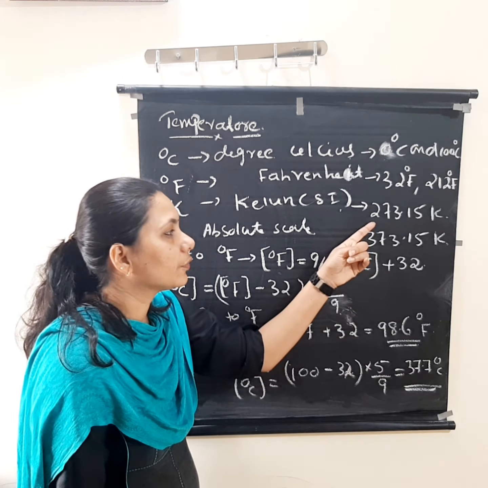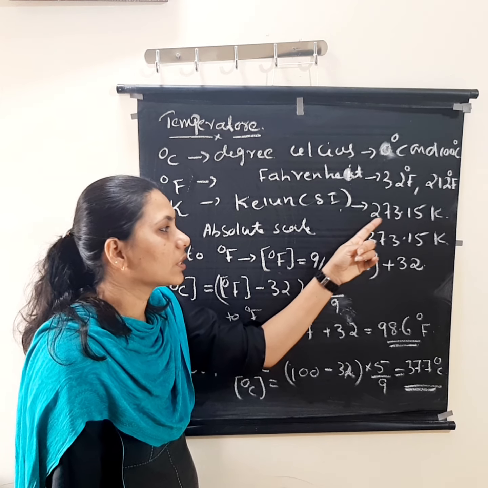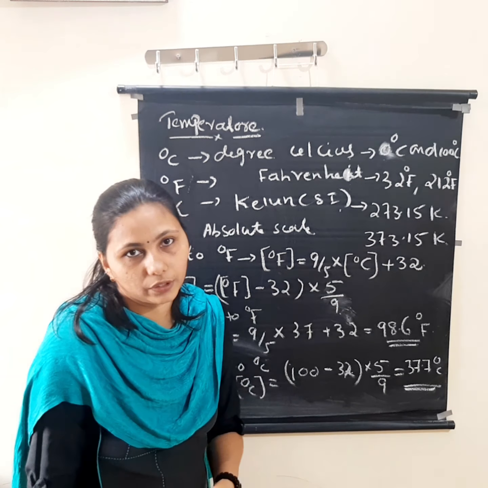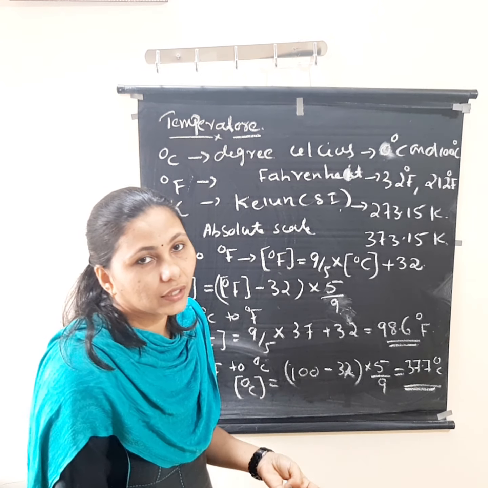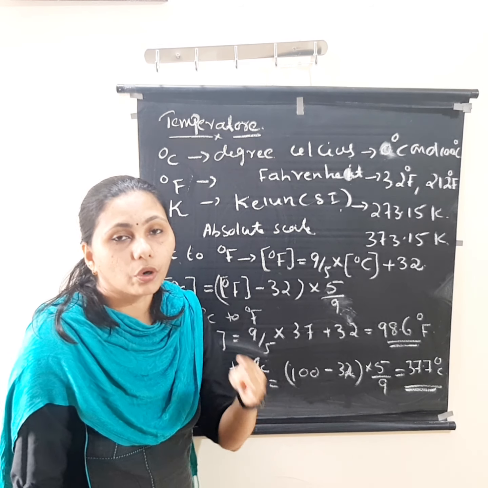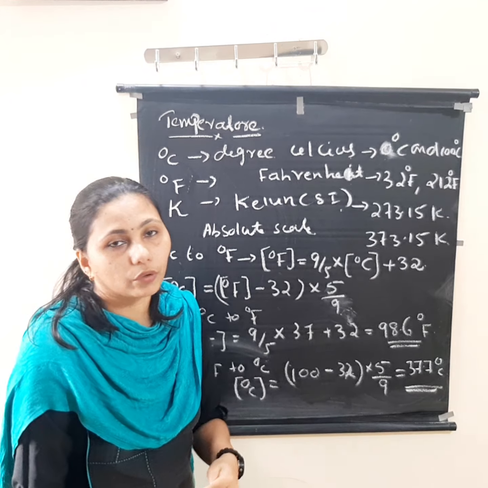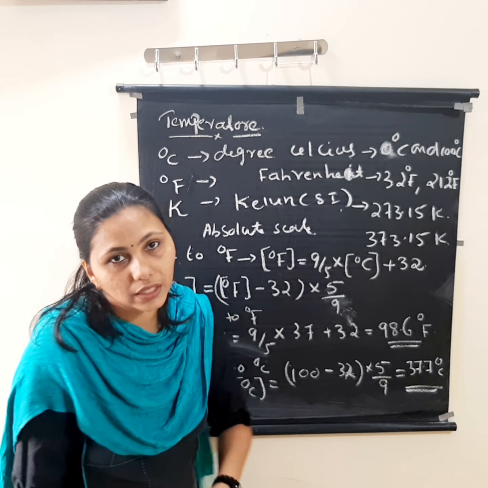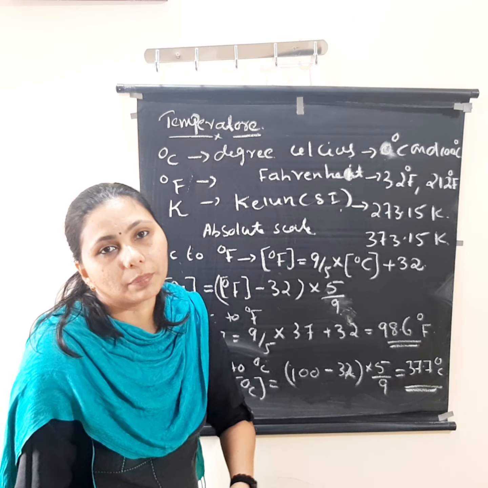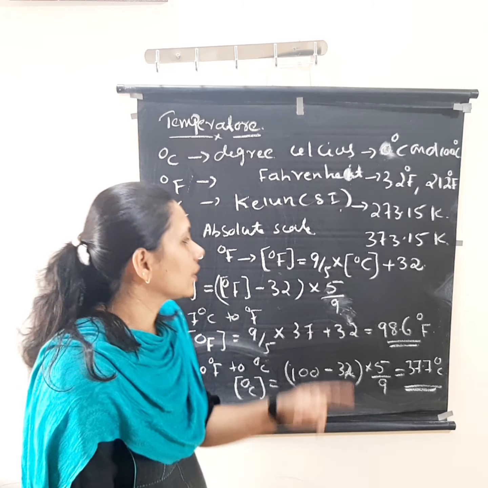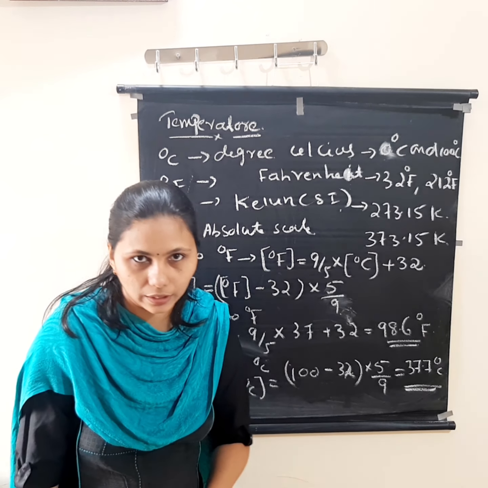And the freezing point is which one? 273.15 Kelvin. So in the Kelvin scale, the boiling point of water is 373 Kelvin and the freezing point of water is 273 Kelvin, and the lowest temperature is 0 Kelvin, also known as the absolute scale of temperature.